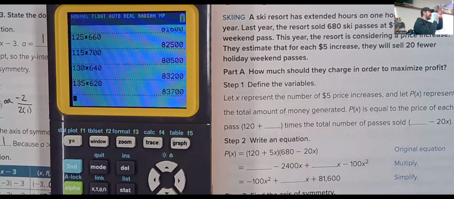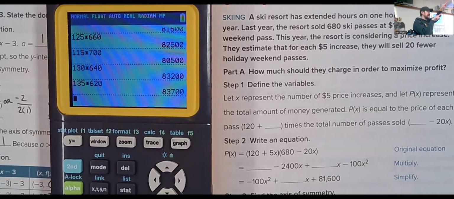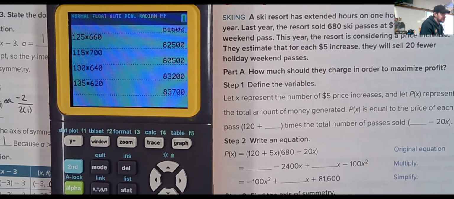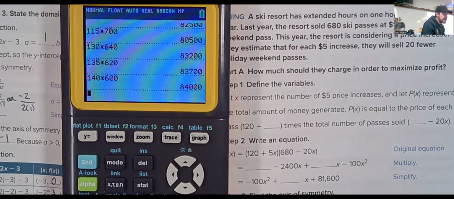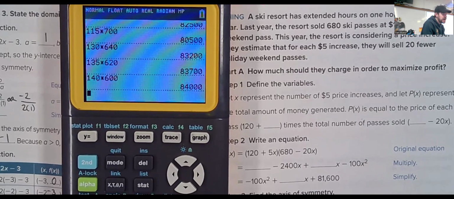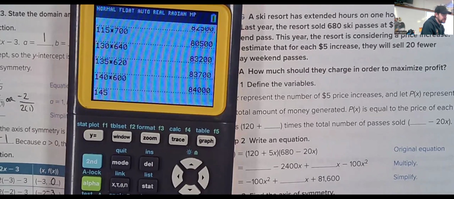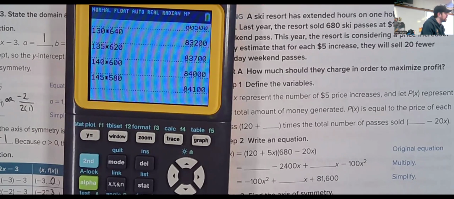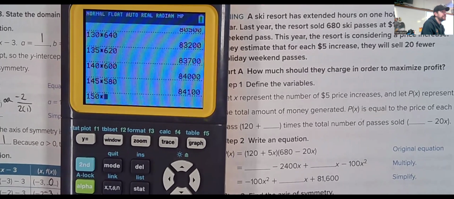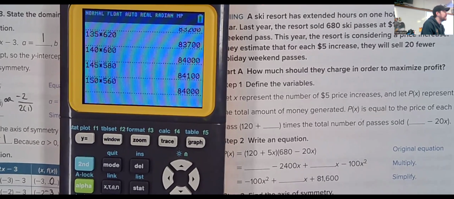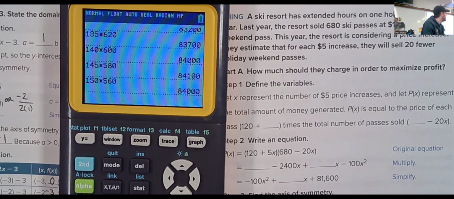So every time they're adding price, it's not increasing like this, it's kind of doing this. It's like, oh, okay, the profit is becoming less of a gap between the costs here. What about $140? How many people? 600. $84,000. That's another $300. What about $145? 580. That's another $100. So $84,100. What about $150? 560. Oh, it went down. Okay.